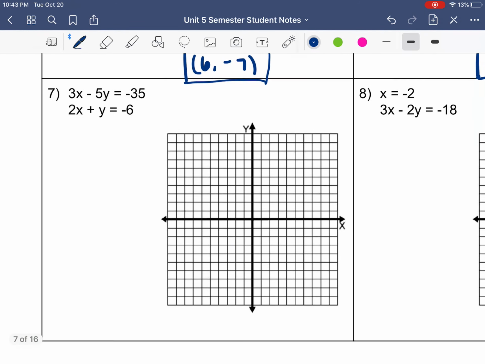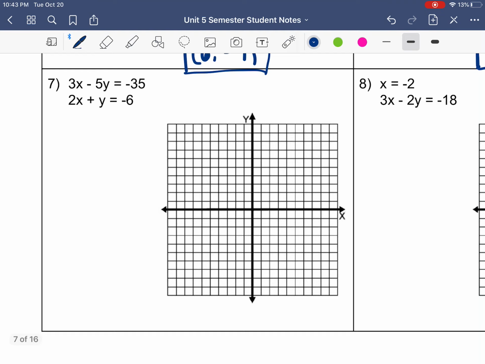All right, number 7, I would suggest you pause and try this one on your own too, and push play when you're ready to check.